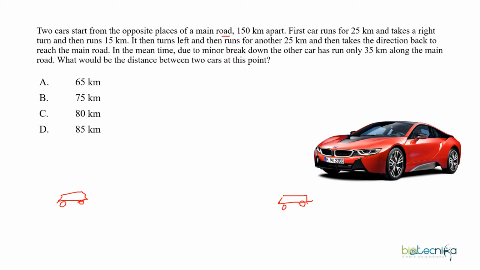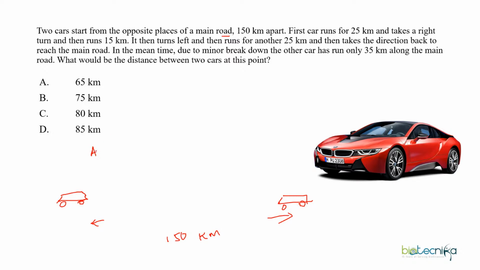There are two cars, and they are 150 kilometers apart. ठीक है. इन दोनों के बीच का डिस्टेंस क्या है, 150 किलोमीटर. Now जो पहला कार है, the first car runs 25 kilometers, ठीक है। फर्स्ट कार जो है वो 25 किलोमीटर चला and takes a right.